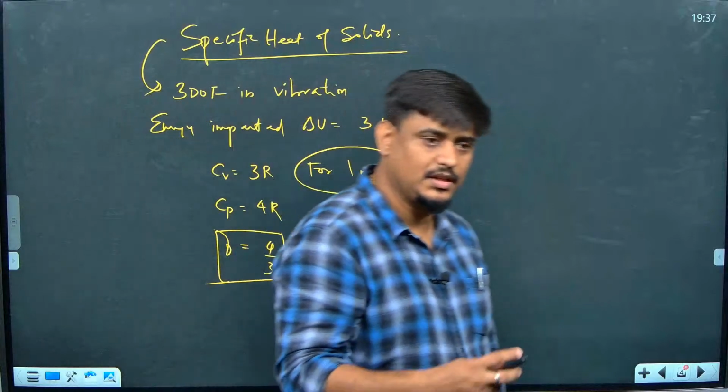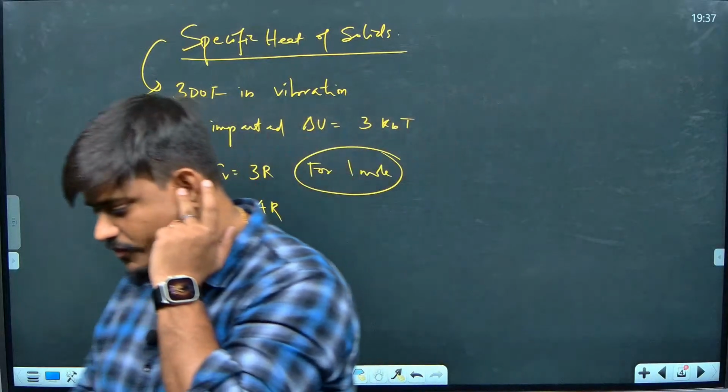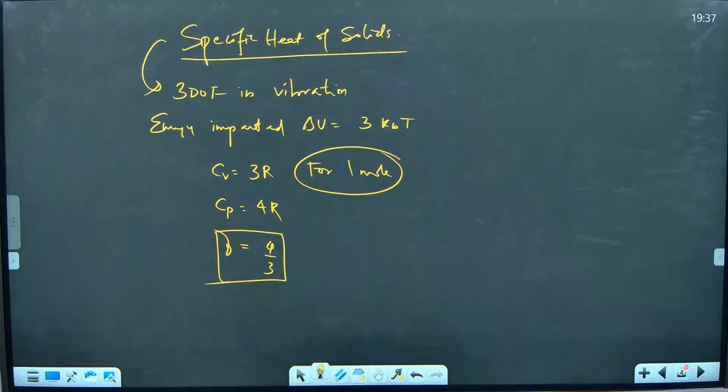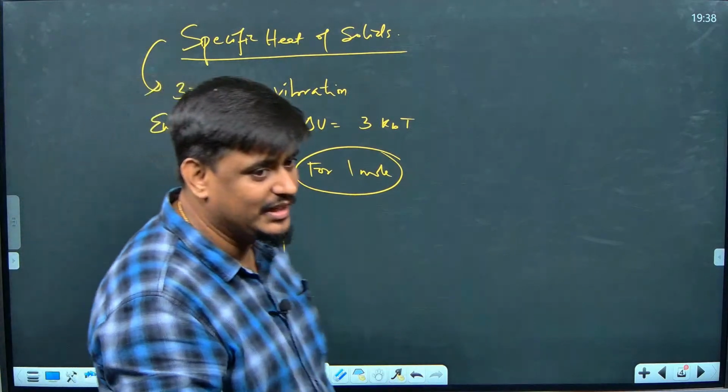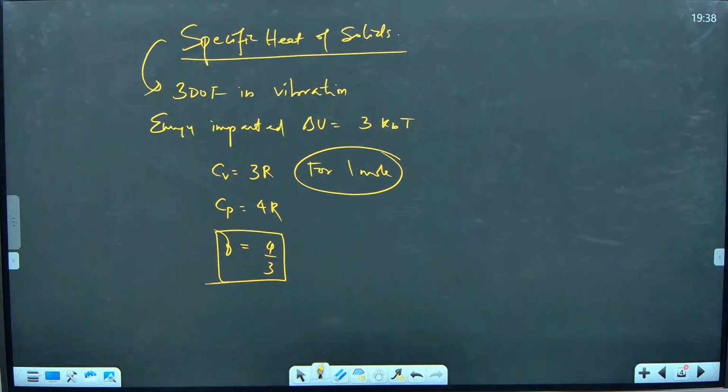Clear? How is it coming to your understanding? Very basic, nothing is there in this. Just 3 degrees of freedom, very similar to which gas? Triatomic non-linear, yes. They will also have the same 4 by 3. Very basic, just copy it in 2 minutes.